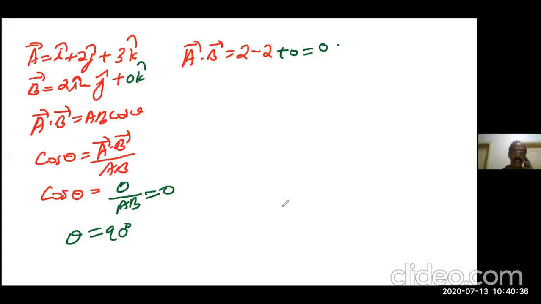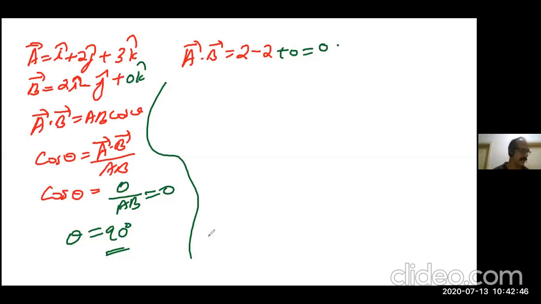Hello, madam. What about the result? Now it is 0, isn't it? A dot B is equal to 0. So this is 90 degrees, okay? Fine. Next one, find the value of lambda.